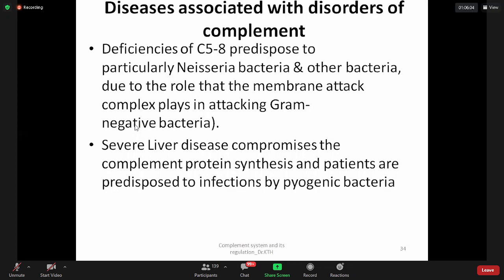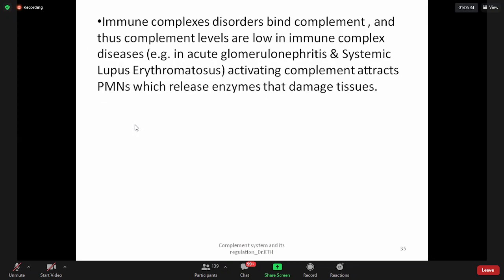Two, individuals who have severe liver disease. Like we've said before, most of the complement proteins come from the liver. So if someone has severe liver disease, it means that they are unable to produce complement. These people will usually present with pyogenic bacteria because, as we've seen, you are no longer able to produce opsonins, you can't produce anaphylatoxins, you can't produce chemotaxins. So you end up coming down with pyogenic bacteria.